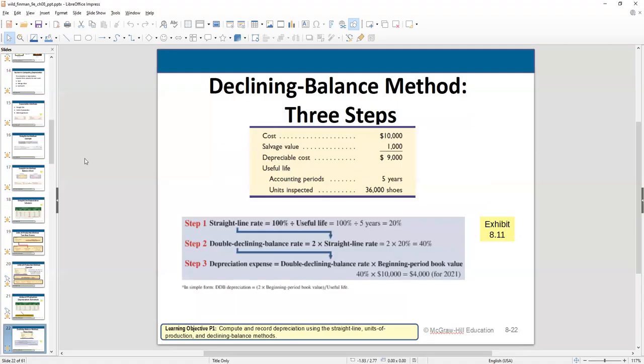So the double declining balance method is quite a bit more complicated. You start off with the straight line, okay? You have to calculate straight line when you are determining what your double declining balance rate is. So the way to understand double declining balance is this.